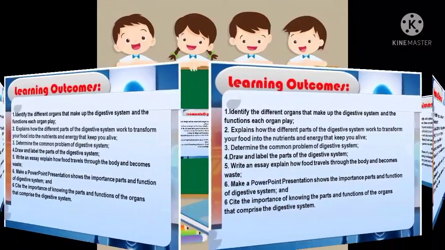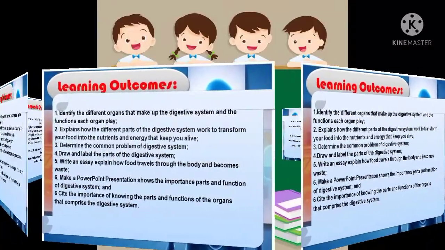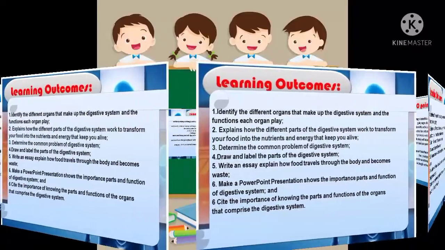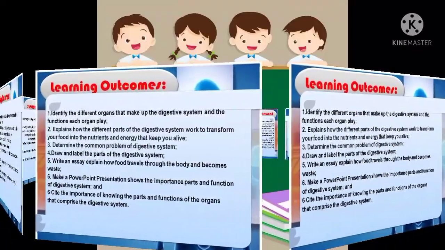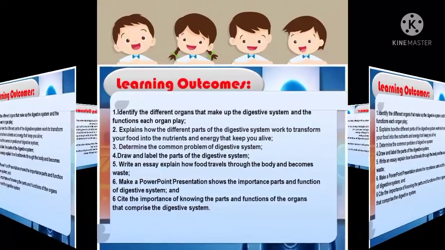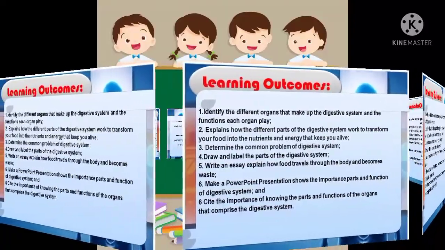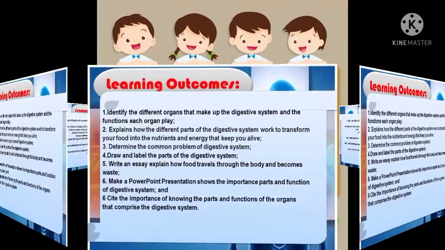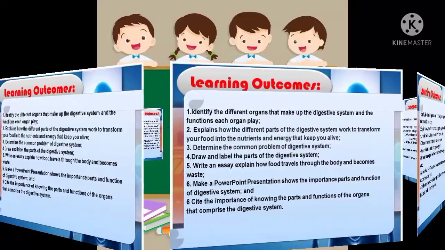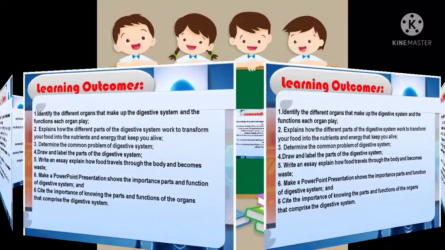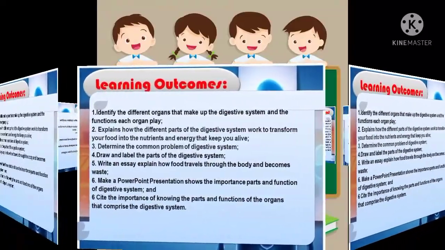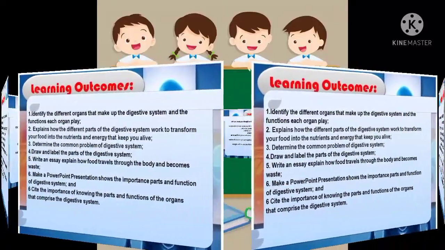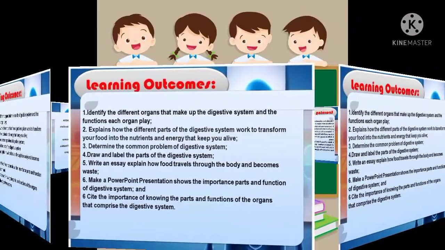Number 3, determine the common problems of the digestive system. Number 4, draw and label the parts of the digestive system. Number 5, make an essay explaining how food travels through the body and becomes waste. Number 6, make a PowerPoint presentation showing the important parts and functions of the digestive system. And the last, cite the importance of knowing the parts and functions of the organs that comprise the digestive system.